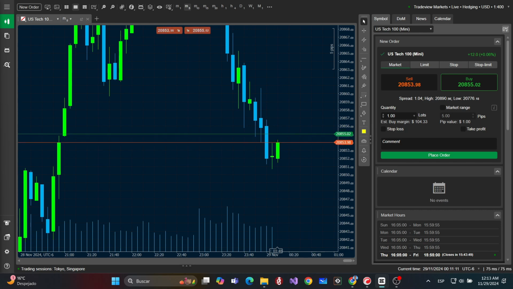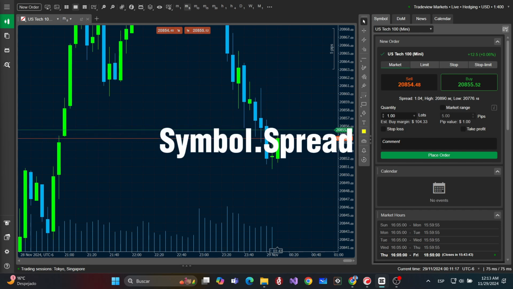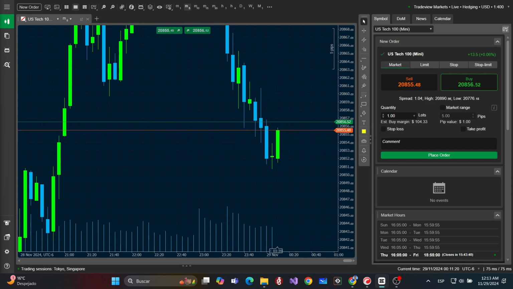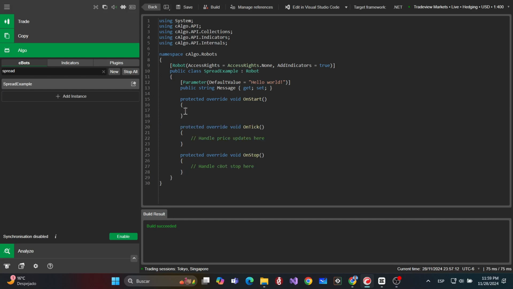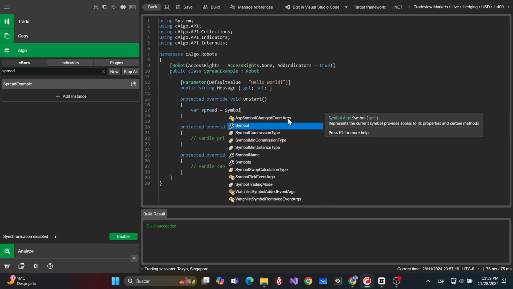In cTrader, retrieving the value of the spread is straightforward. You can use the property Symbol.Spread, which provides the current spread of the instrument in pips. This is incredibly useful for calculating costs, optimizing strategies, and monitoring market liquidity. Let's dive into a practical example. Here's a snippet of code where we use Symbol.Spread to display the current spread of an instrument in the log.